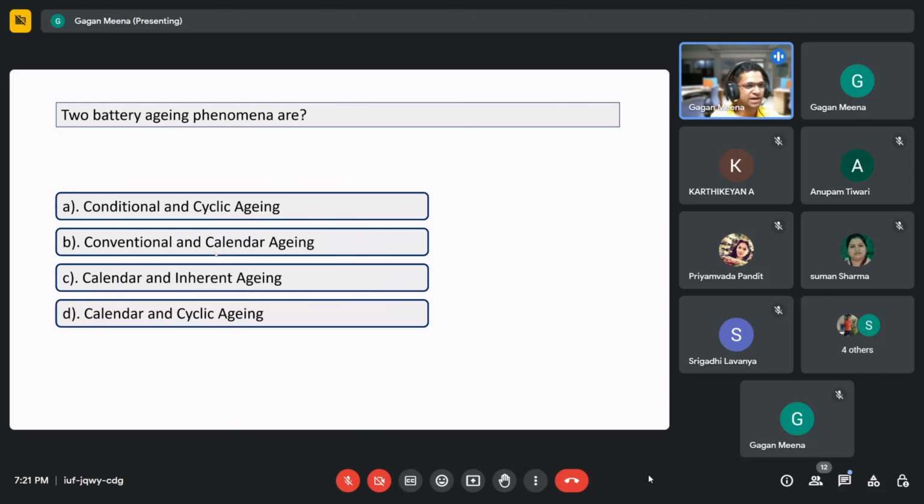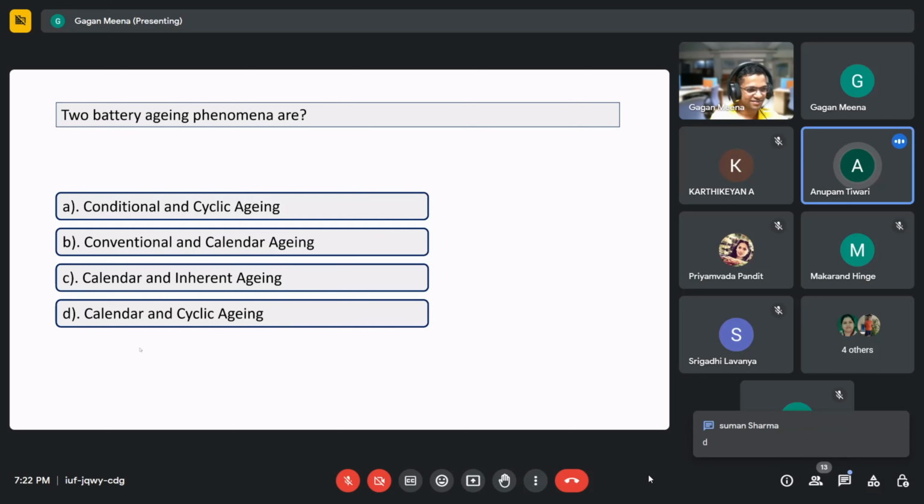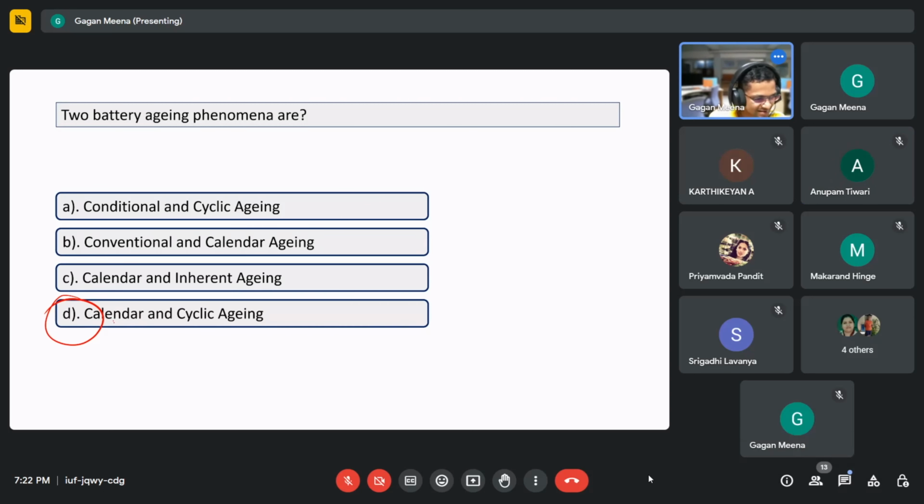Next question is, two battery aging phenomena are. Which are the two aging phenomena? Which option is correct? Conditional and cyclic aging, conventional and calendar aging, calendar and inherent aging. D is the answer. Calendar and cyclic aging. Correct. Do you know the difference between the two? Can you tell the difference between calendar and cyclic aging? Suppose in our car we have to change the battery in three years, 3 years is the calendar battery life.